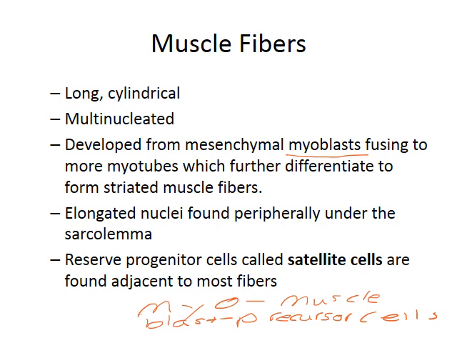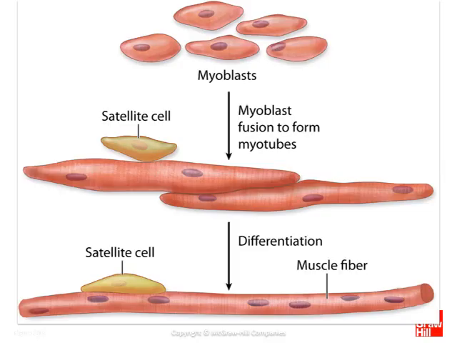Now, when we're talking about satellite cells within muscle fibers, these are kind of your stem cells. These are progenitor cells that will turn into muscle fibers if needed. So here's the general breakdown of how skeletal muscle is formed. You start with your myoblasts. They start fusing together, and we form our myotubes, and then eventually we form our muscle fiber with the multiple nuclei, and then we'll keep our satellite cell, which is our progenitor cell, in case we ever need to derive more.